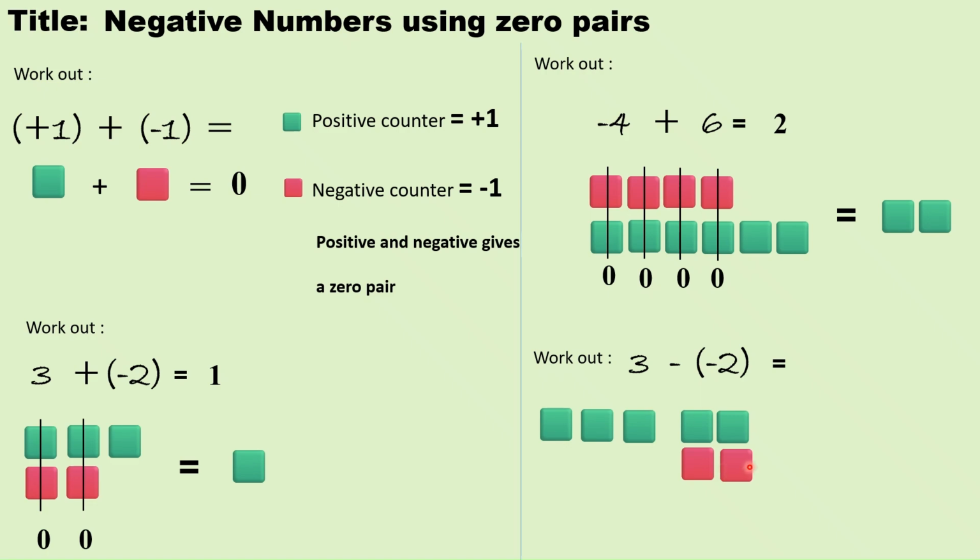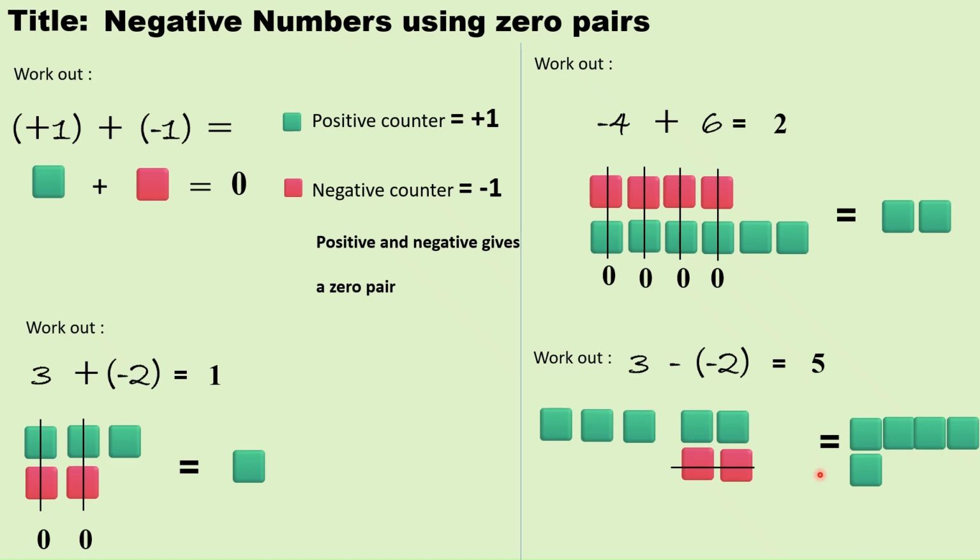Now we can subtract our 2 negatives. So let's subtract our 2 negatives, and our remainder will be 1, 2, 3, 4, 5 positives. Therefore, 3 subtract negative 2 is positive 5.